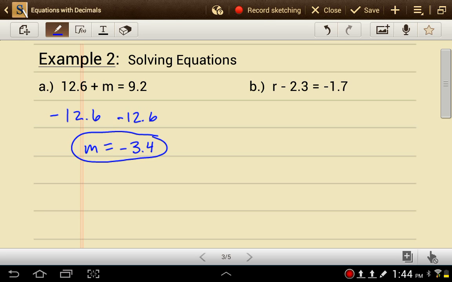Alright, so if I were to show that over here, 12.6 minus 9.2, that's going to be 3.4, and then I took away more than I have. For the equations part, you can use a calculator to get you through that part.